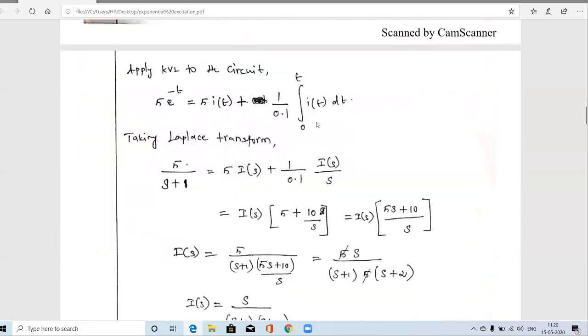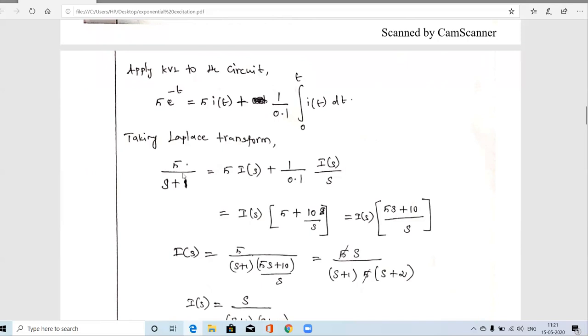Here the I of t term is available once in normal position and once within the integration, so we have to solve this I of t. In order to solve this I of t, the next step is to take Laplace transform. So taking Laplace transform, what is the Laplace transform of e power minus t? That is, e power minus at means 1 by s plus a. So 1 by s plus the a value, here 1, so s plus 1. Before that a constant is there, so you keep the constant as it is.